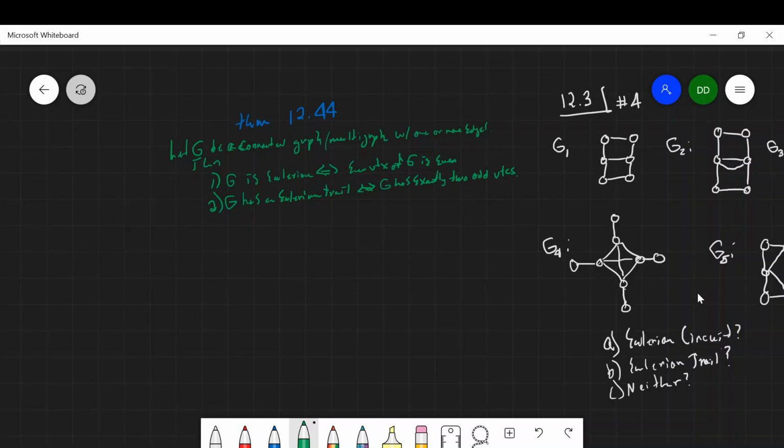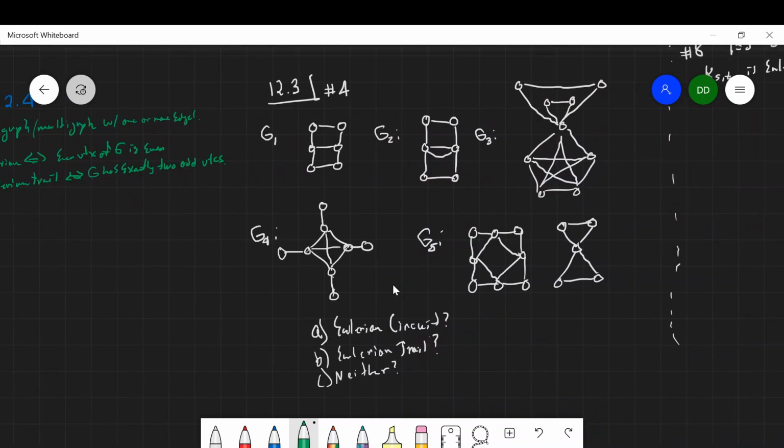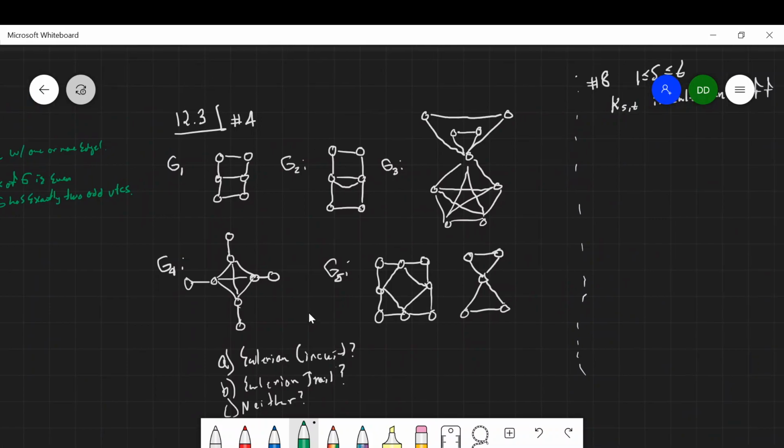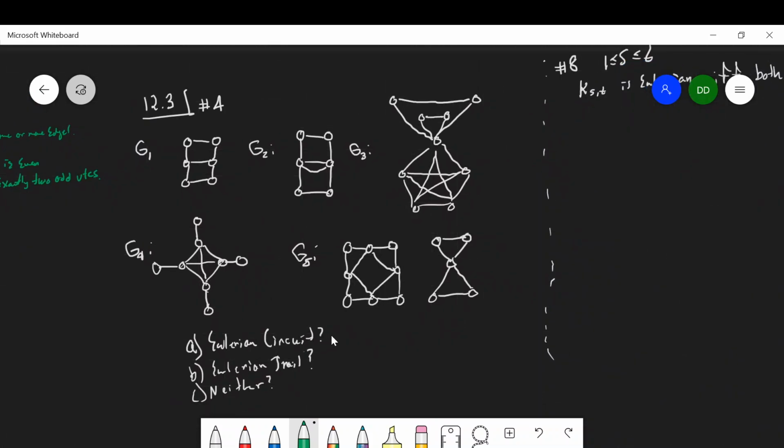So this is really all we need for this problem. For an Eulerian circuit, I'm just going to check and see, does every vertex have even degree? That's the same question, really. And then for an Eulerian trail, are there exactly 2 vertices of odd degree? If not, there's no Eulerian trail. And neither if it satisfies neither of those things.